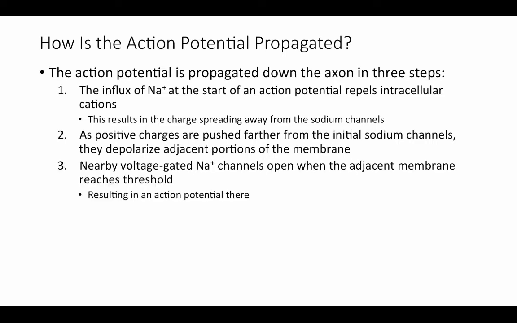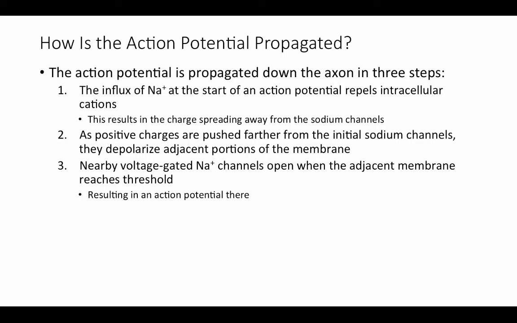So then, once they reach the threshold potential in the next section of the axon, those voltage-gated sodium channels are going to open, and that's going to result, again, in a full action potential at that point in the axon. And this is just going to repeat all the way down the axon. That depolarization, the influx of sodium ions, is going to spread out to the next little section of the axon, cause an action potential there, and so on and so on and so on, all the way along the axon.